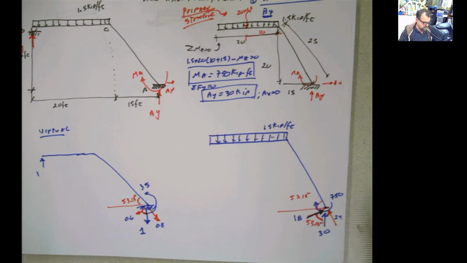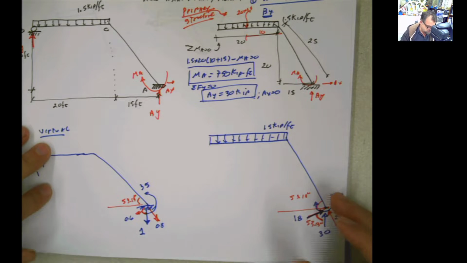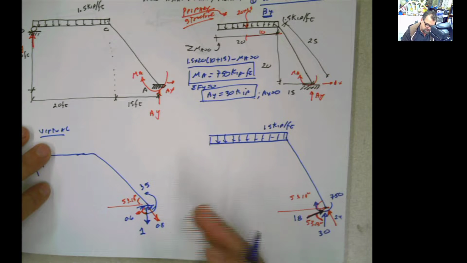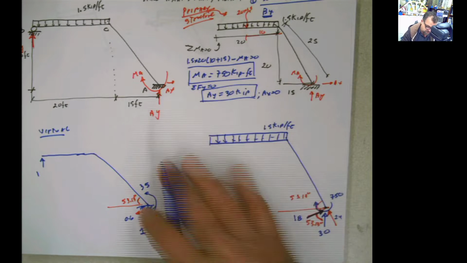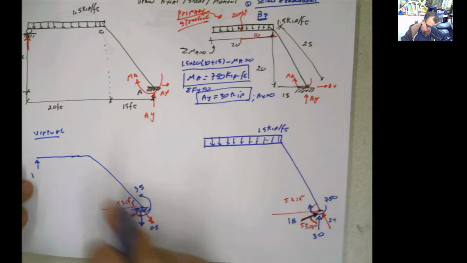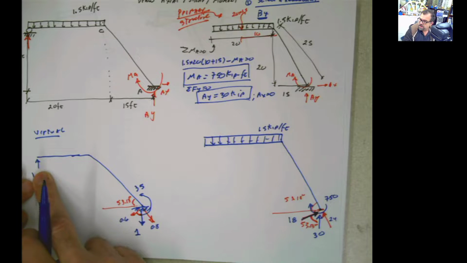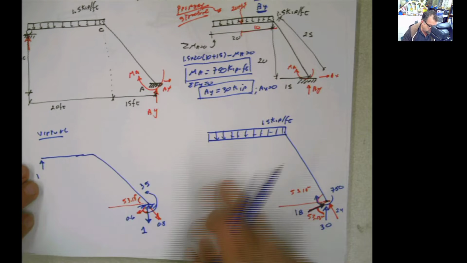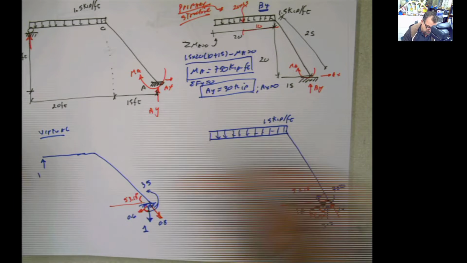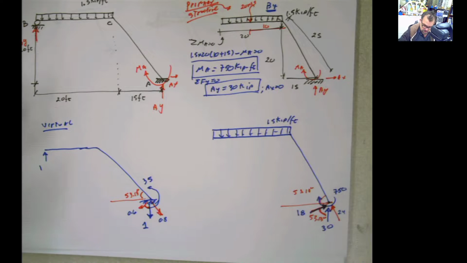Now, what is the next step? The next step is applying the equation. What is the equation? We need to calculate first the displacement in the primary structure, and then we have to calculate the flexibility coefficient in the virtual structure. So how do we do that? We have to define how we're gonna work this out.